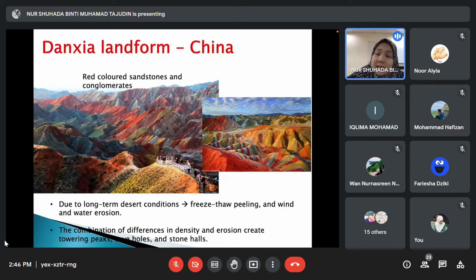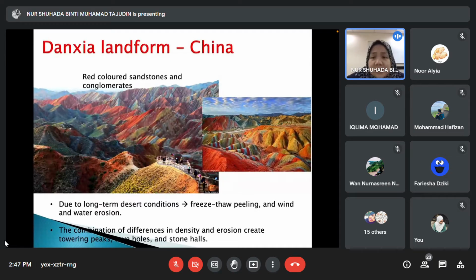So what actually happened with the soil? This is also part of soil formation that we want to look at, because of the color, the structure is different. So what factors? This is in China. You can see a part of the soil is in red color.